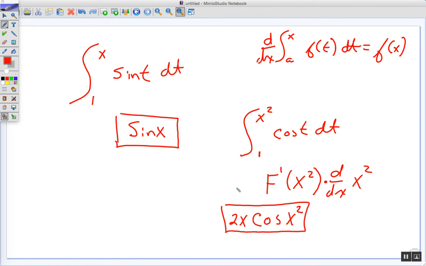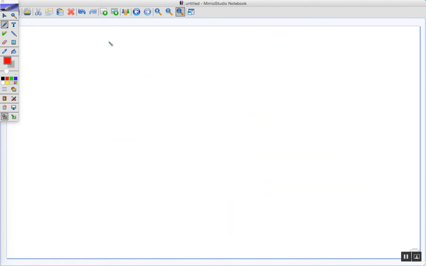Okay, so let's do a couple more. So let's say we have the integral from x squared to 5 of e to the t dt. Okay, so there are two problems we have going on here. One, we have an x squared. Two, we have our constant here, and we have our variable here. So let's deal with that first.